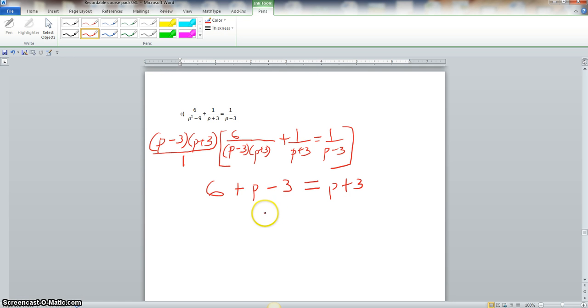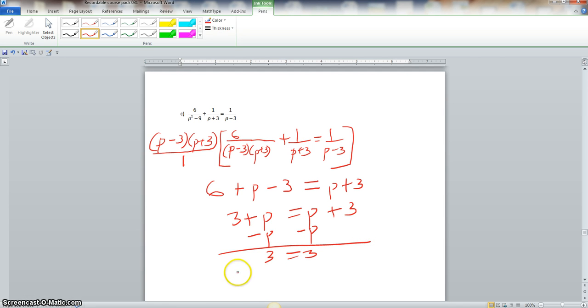Now, we need to solve this problem here. We can combine like terms. 6 minus 3 is 3, plus p is equal to p plus 3. Now, we want to get all the p's on one side, so we subtract p on both sides. And we're left with 3 is equal to 3.